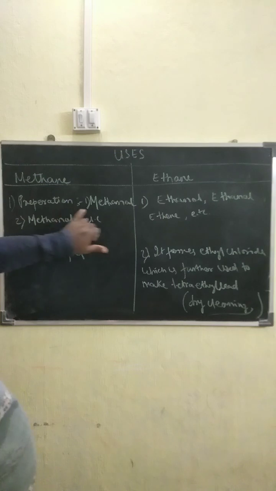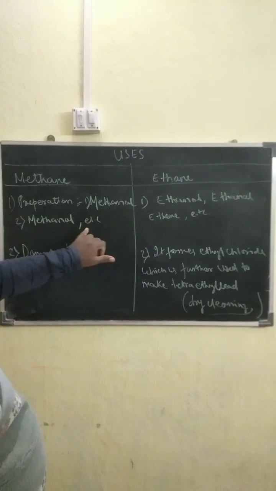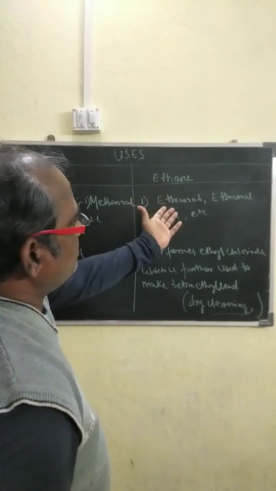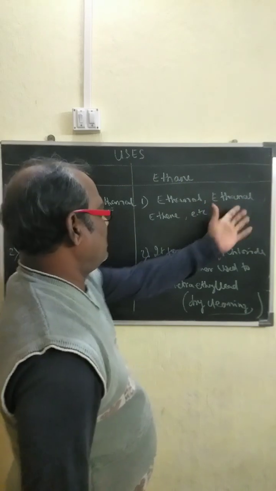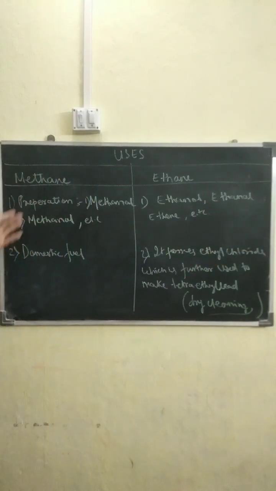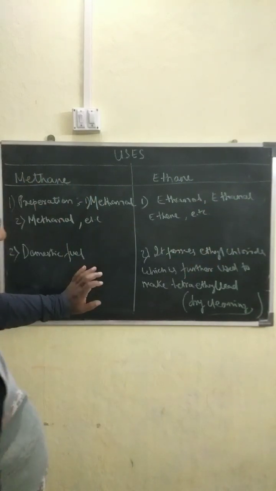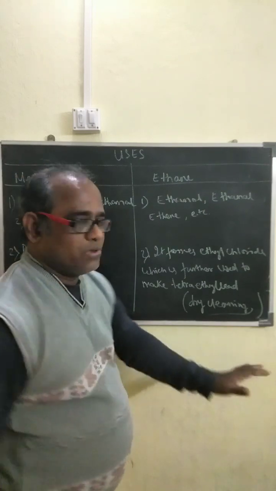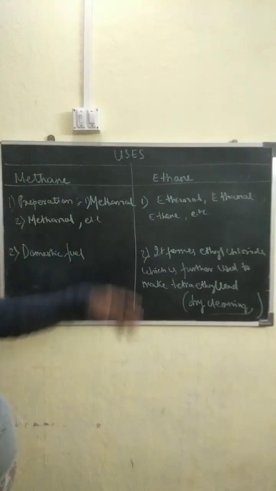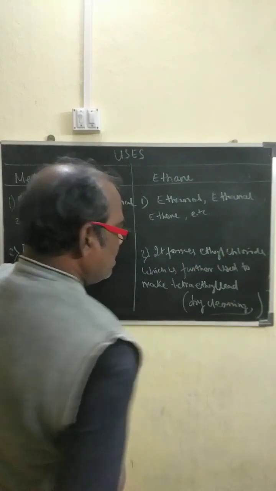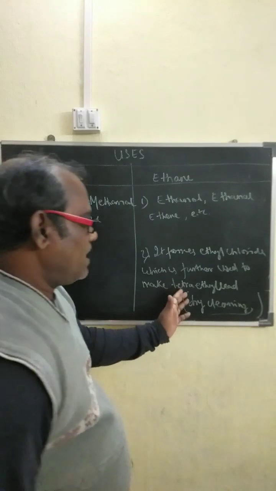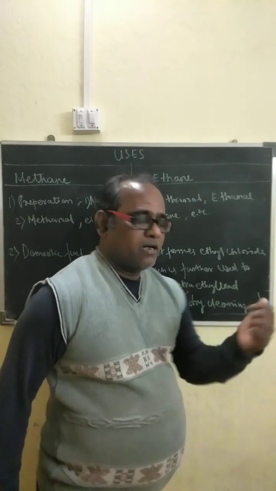So methane and ethane have further uses. Methane is used in the preparation of methanol, etc. In the same case, ethane is used in the preparation of ethanol, etc. Further, methane can be used as a domestic fuel. Even ethane can also be used as domestic fuel. And also, it forms ethyl chloride, which is further used to make tetraethyl lead and used in dry cleaning.